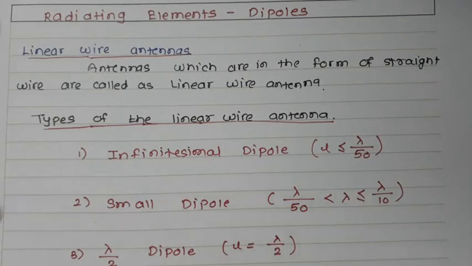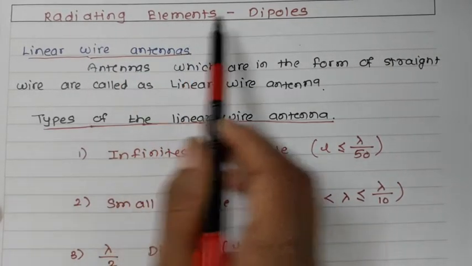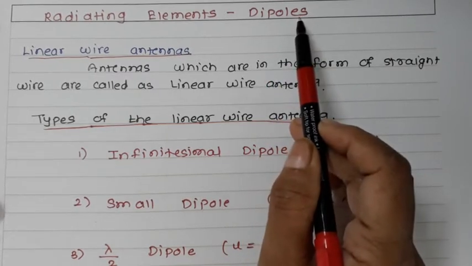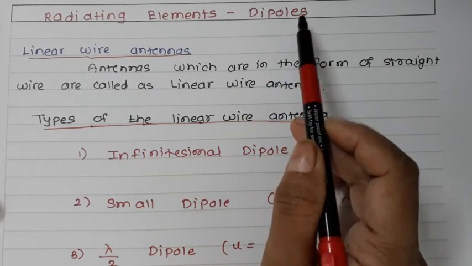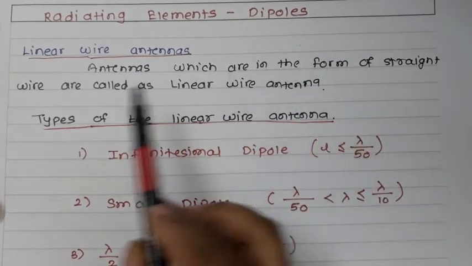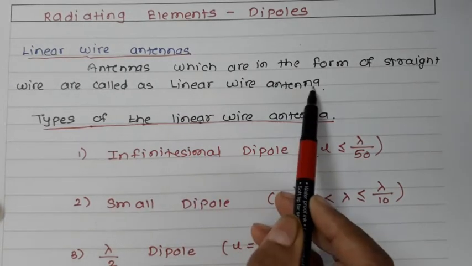In today's session we are going to talk about the radiating element, that is nothing but the dipoles. As the dipoles are nothing but types of linear wire antennas, we can first understand what a linear wire antenna is. Antennas which are in the form of a straight wire are called linear wire antennas.